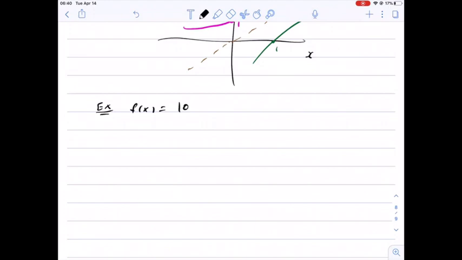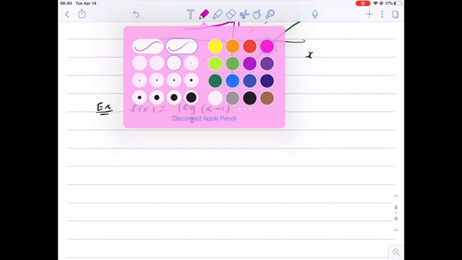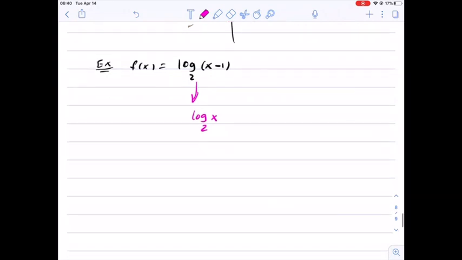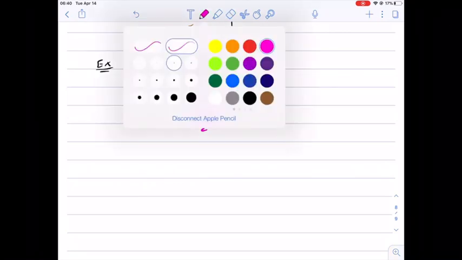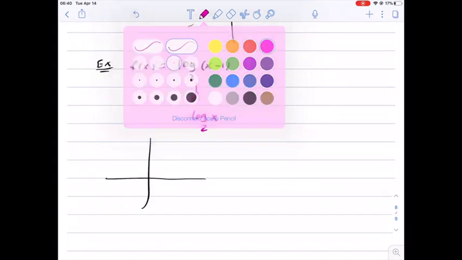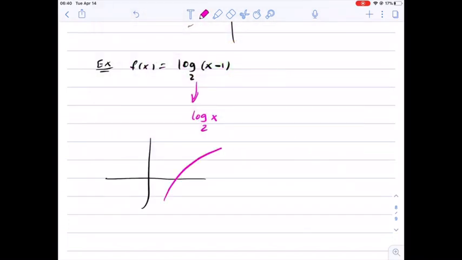Now let's take an example of a logarithmic function. This is log base 2 of x minus 1. Now if we want to graph this function, we look for the basic function. What is the basic function? The basic function is log base 2 of x. Now if we graph this, the graph looks like this. This is log base 2 of x. It intersects the x-axis at the point 1, 0.